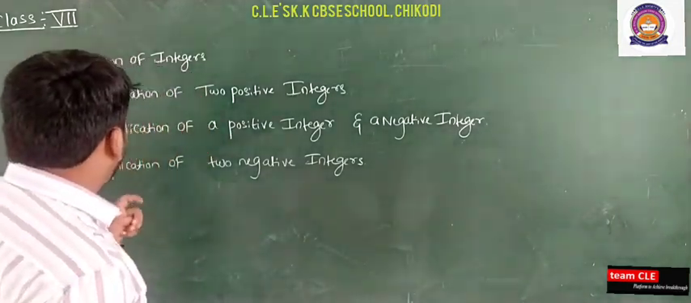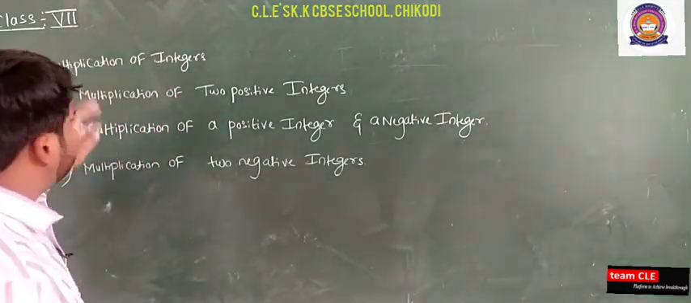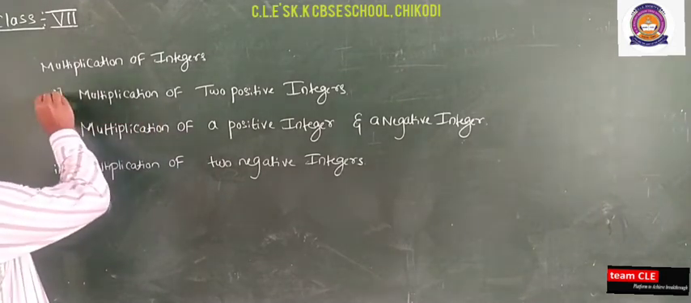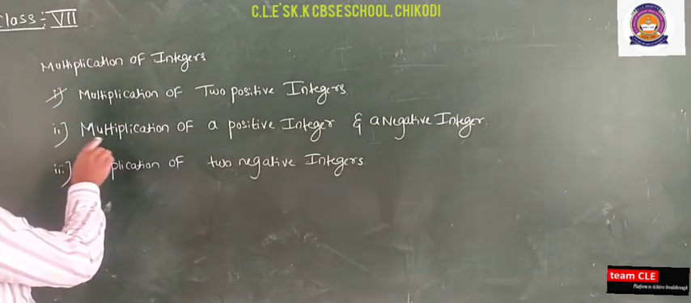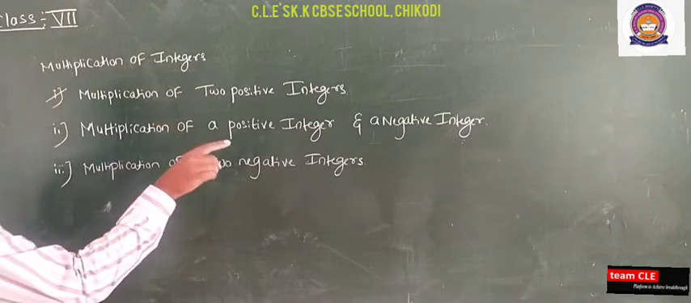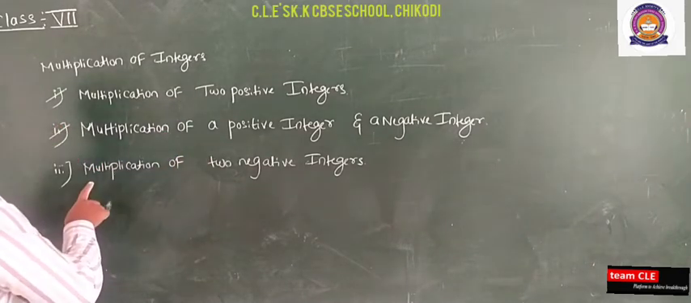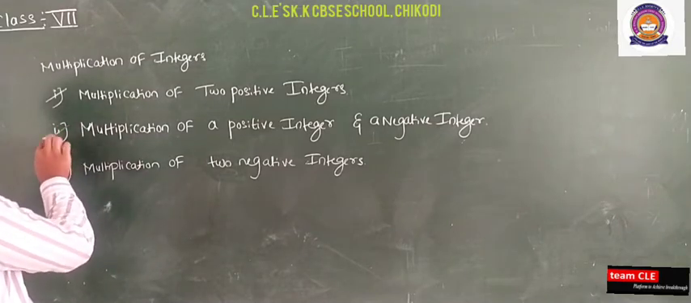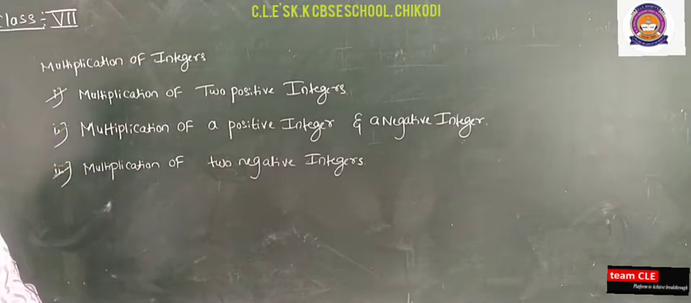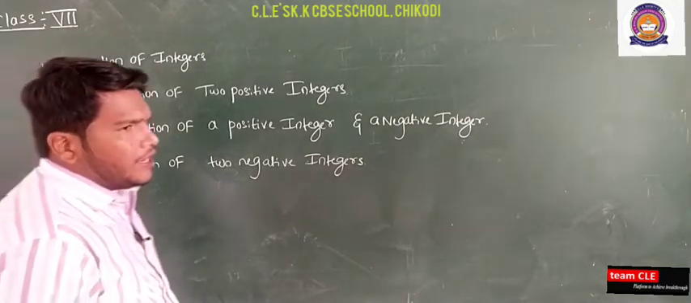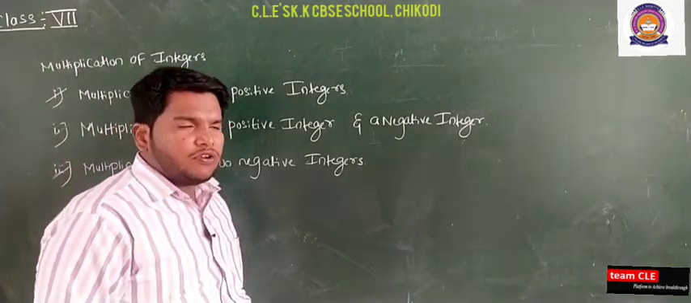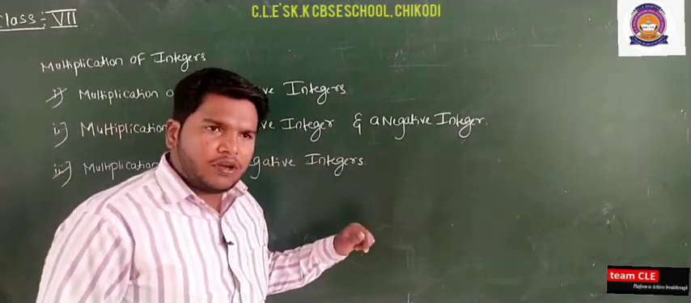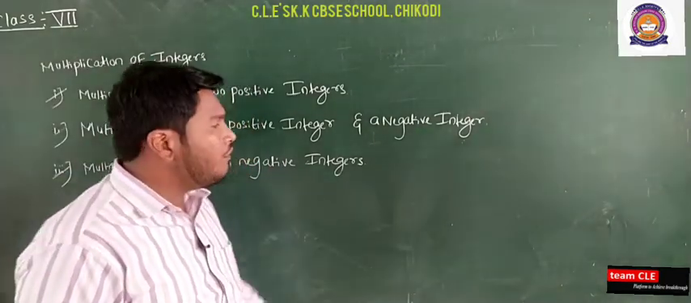In this video you are going to study the multiplication of integers. The first concept is multiplication of two positive integers. The second is multiplication of a positive integer and a negative integer. Next, multiplication of two negative integers. After these three concepts, we will study multiplication of integers on the number line. Then we study three properties in the form of multiplication of integers.